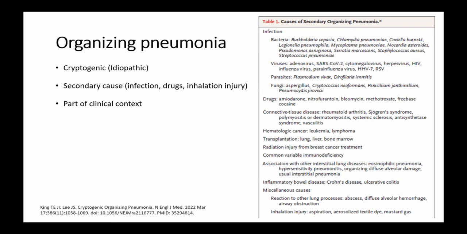As I mentioned before, organizing pneumonia can either be cryptogenic or a secondary cause. This is a New England Journal paper that was recently published that lists out secondary causes of organizing pneumonia. Based on the information we have on our patient, we can already rule out several of these etiologies. Drugs, we can rule out. She's not a transplant patient. She did not have recent radiation. We know her infectious evaluation was extensive, and we know she doesn't have any new findings on her CT of her chest from a lung standpoint.